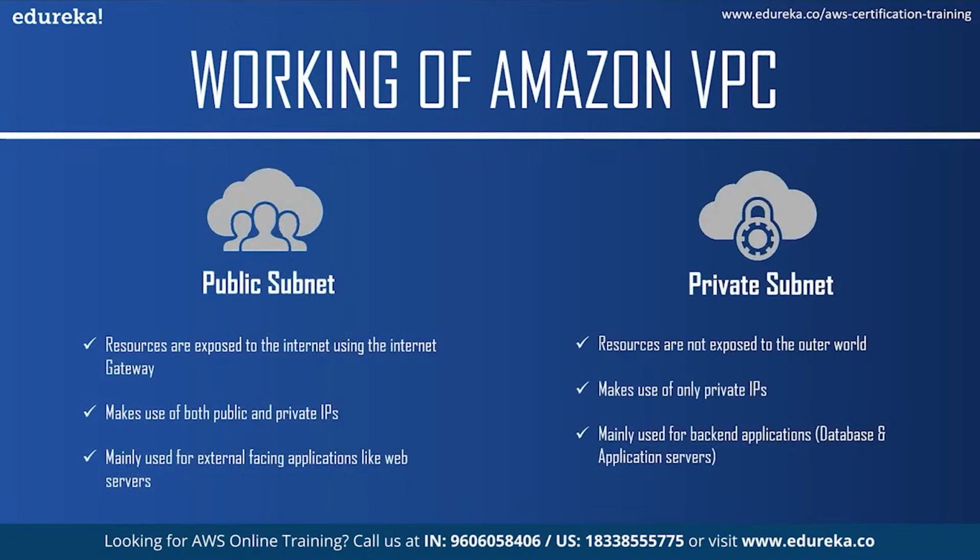Now, as I've mentioned public subnets and private subnets, let us see the difference between them. So in a public subnet, resources are exposed to the internet using the internet gateway. They make use of both public and private IPs and are mainly used for external facing applications like web servers where you want your information to be visible to the users. Whereas in a private subnet, resources are not exposed to the outer world and it uses only private IPs. They are mainly used for backend applications like database and application servers.